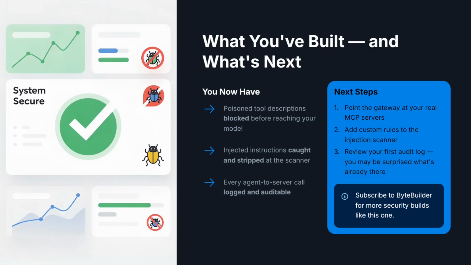So now you have got a gateway sitting in front of every MCP server your agent talks to. A poisoned tool description doesn't reach your model anymore. The scanner catches the injected instructions before they ever land. Your allow list means random servers can't sneak in, and every single call is sitting in an audit log you can actually read. You went from blindly trusting tool descriptions to inspecting every one of them. Next step: point this gateway at the real MCP servers you're already using and watch what it flags.